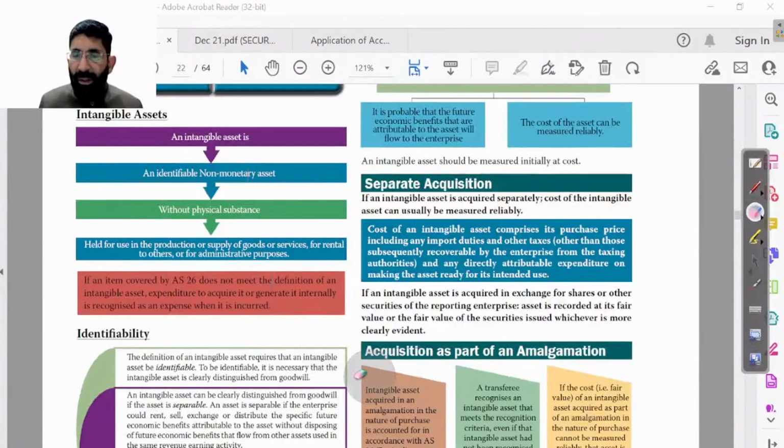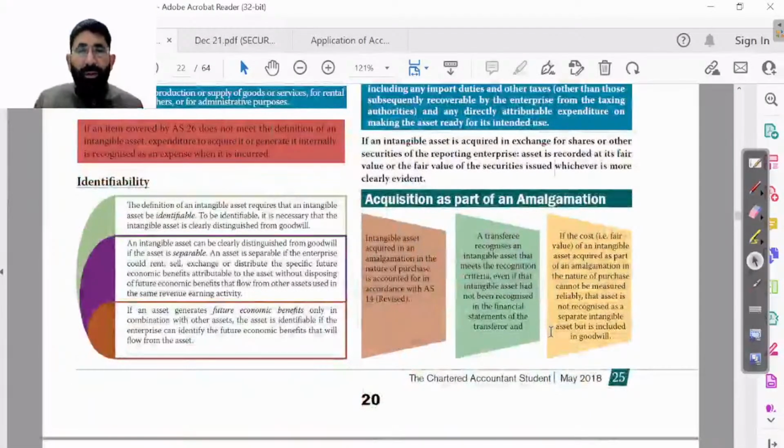What is identifiable? That is normally known to everyone, but here we have to discuss the definition because definitions are very important. Otherwise, the treatment is just a matter of 10 minutes. Within 10 minutes we will discuss the treatment and it will be memorized to you.